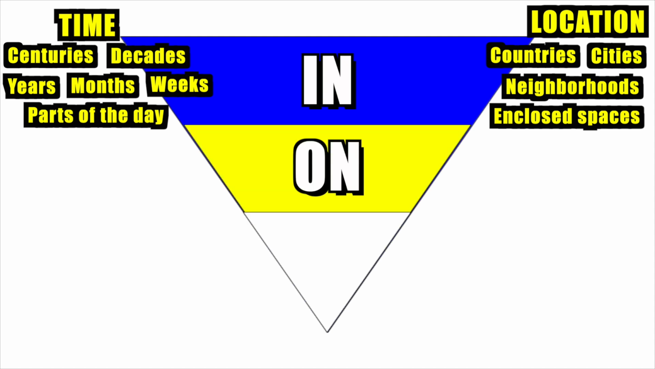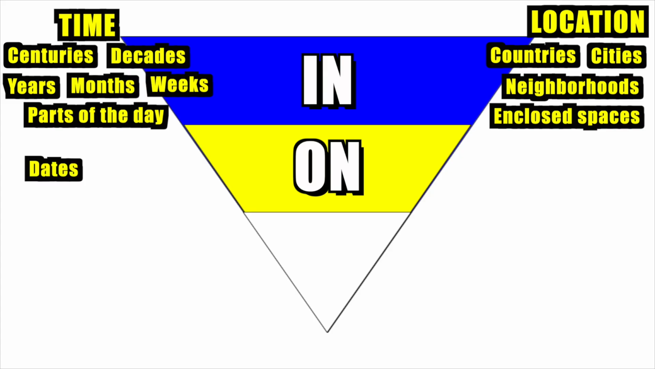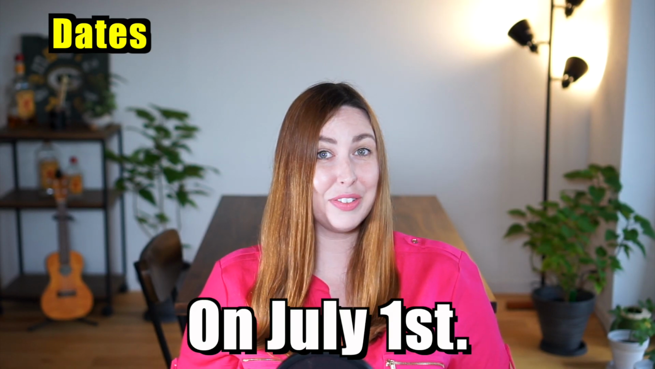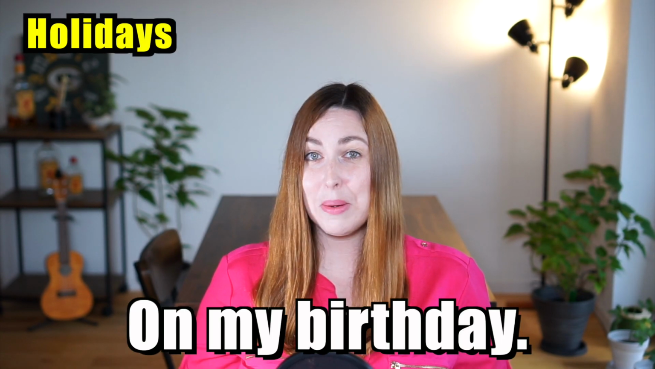Okay, now we're moving on to the second part of our upside down triangle. The next word is on. On is a little more specific than in, and it's a little smaller. So please remember these two things. Let's talk about time first. We use on to talk about specific dates or holidays. On July 1st. On my birthday.